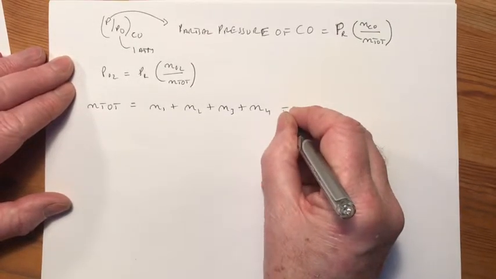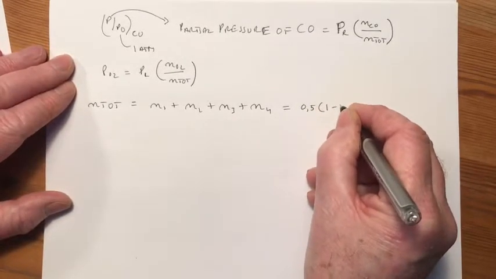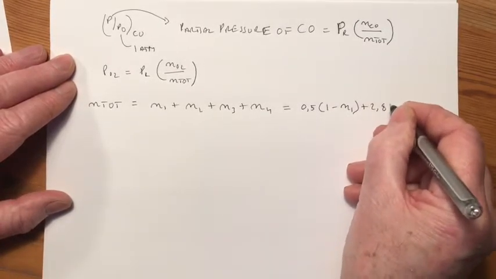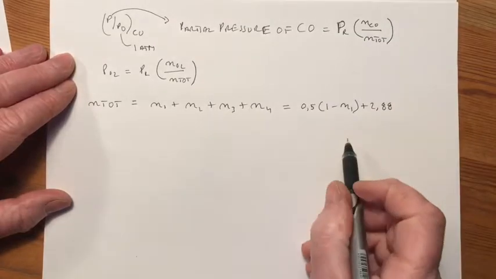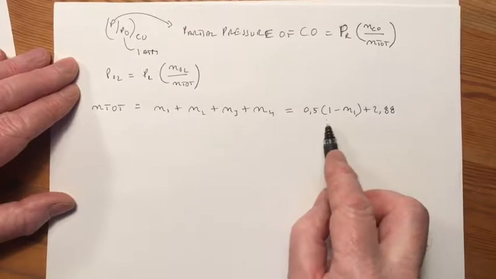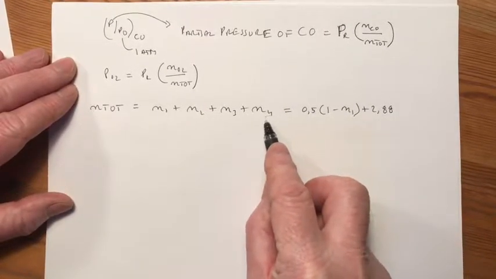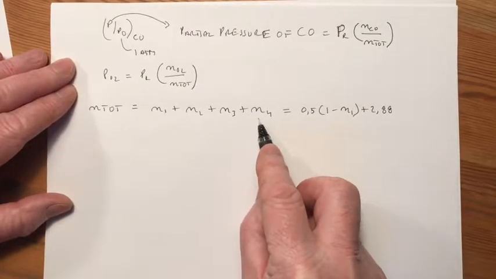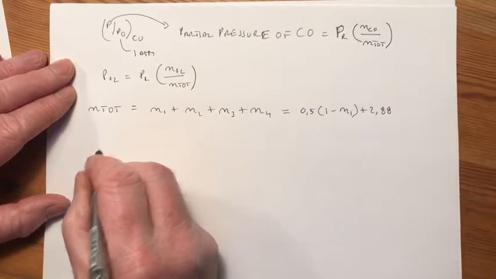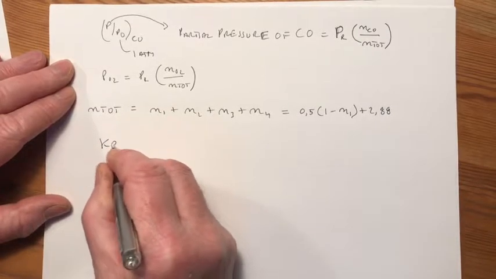So if we plug those in, we get 0.5 times (1 minus N1) plus 2.88. Instead of having 4 unknowns, we only really have one unknown. Well, N4 wasn't really unknown anyway because the nitrogen doesn't react. So we plug these expressions into our Kp value.